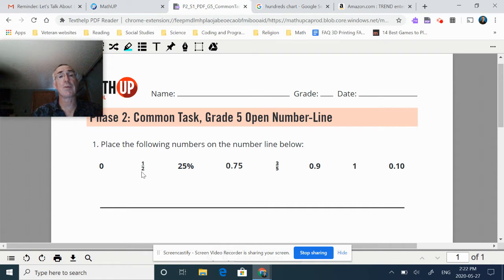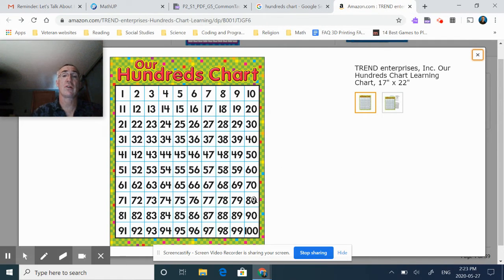My next one would be 1/2. When I think about 1/2, I could also say 1 over 2. I could say 50 out of 100. If I jump over to a hundreds chart, 1 over 2 or half is going to be halfway through that chart. If I'm looking at 100, where would the halfway point be? It would be at 50.